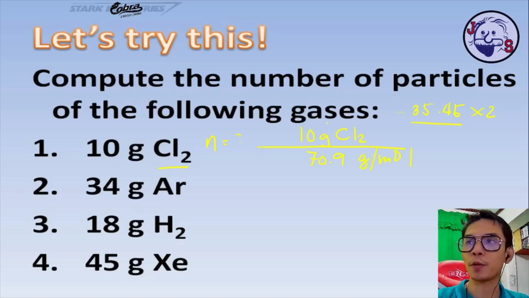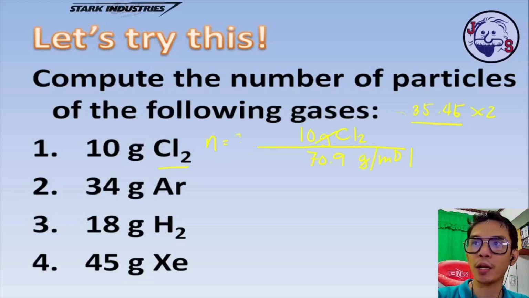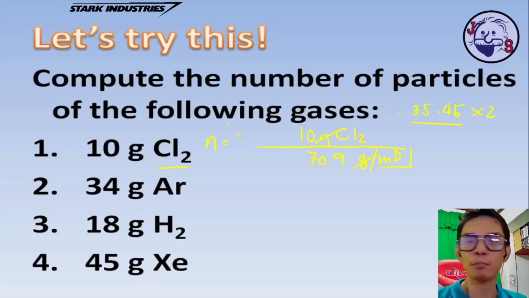Alright, so that is grams per mole. So we can cancel the similar unit that you have right here, retaining the mole. So the answer here is 10 over 70.9, so that will be 0.14.